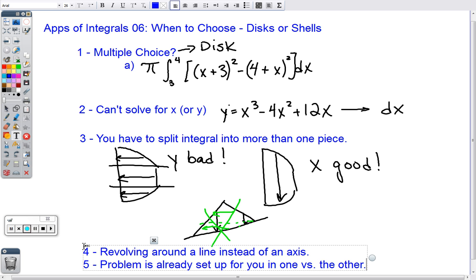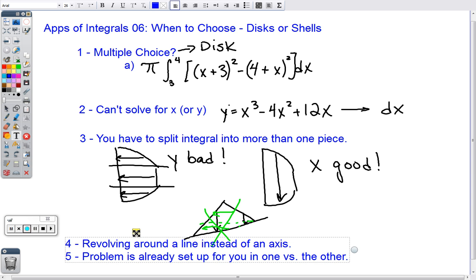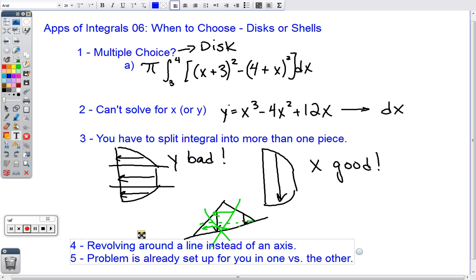Beyond that, this is going to sound really, really lazy, but you've already met me. Personal preference. Get good with one and stick with it, so long as the other ones still apply. I like shells better than disks. But if it's a multiple choice question, I'm using disks. So use one versus the other.